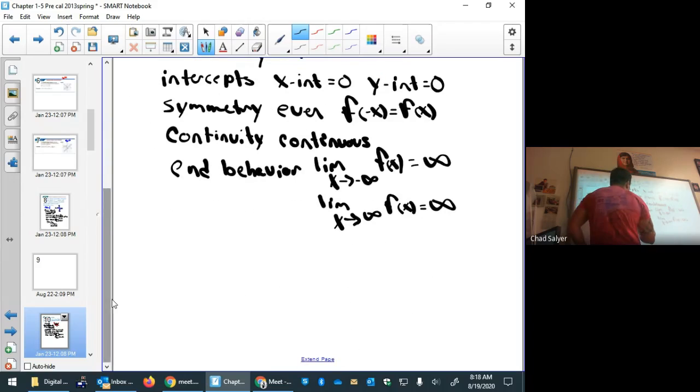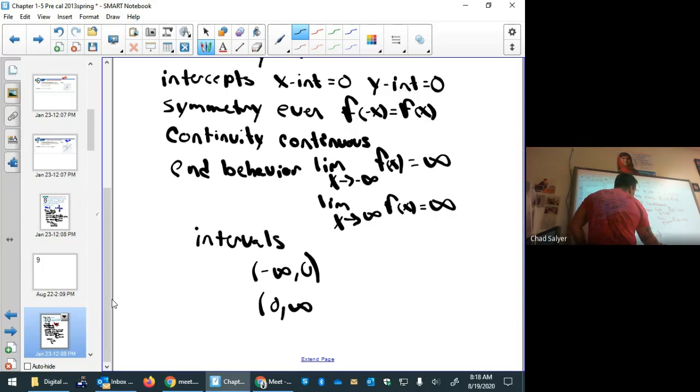And intervals of behavior. Once again, we have two intervals here. We have from negative infinity to 0, and then from 0 to infinity. It's decreasing on this left interval, increasing on this right interval.